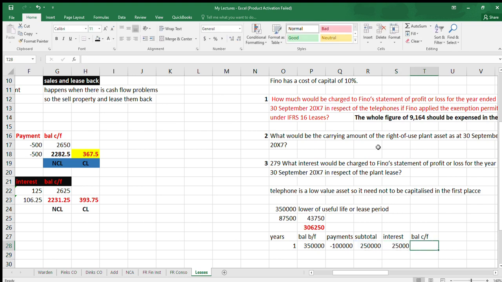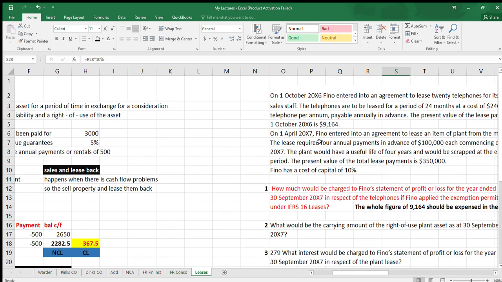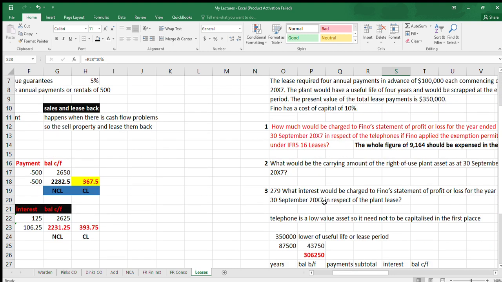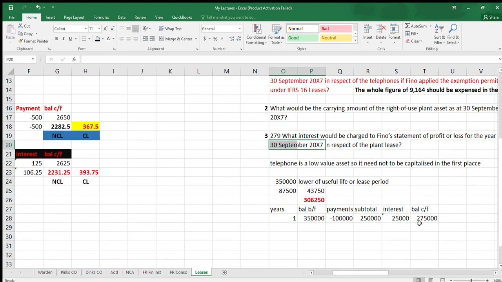So your balance carry forward is the subtotal plus the interest. But this interest here is wrong. You know why it is wrong? Because we are doing from April to September. So this interest is for year one. So for a 6-month period, that is this divided by 2. But the question says that only the interest rate. So this 12,500 will be your P and L figure.